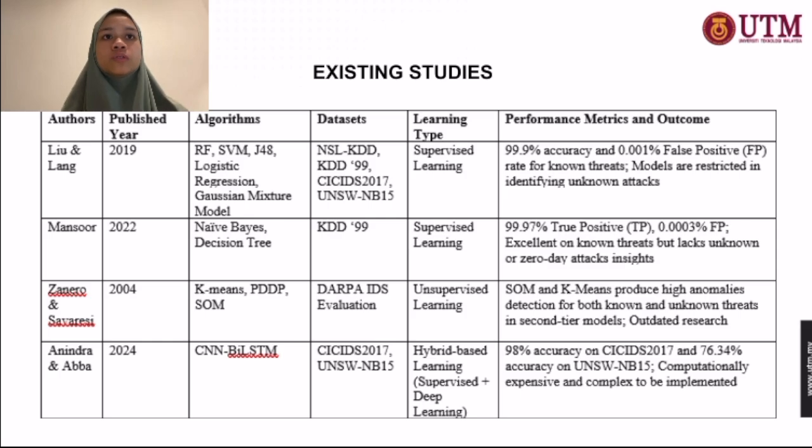Moving on to Mansour's 2022 study. The focus of this study was also on supervised learning, specifically naive Bayes and decision tree algorithms using the KDD99 dataset. The results showed a high true positive rate of 99.97% and a similarly low false positive rate of 0.0003%. Like Liu and Liang, this model performed well on known threats, but again struggled with detecting zero-day attacks due to the limitations of supervised methods.